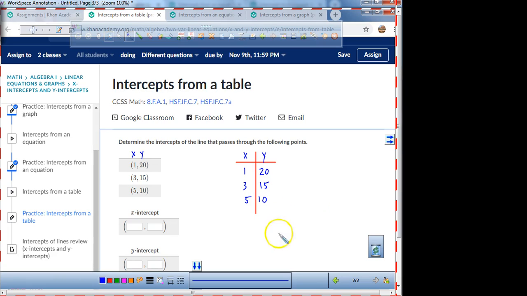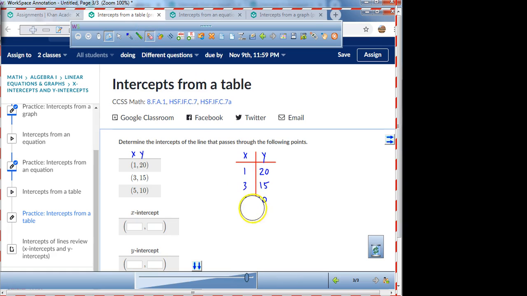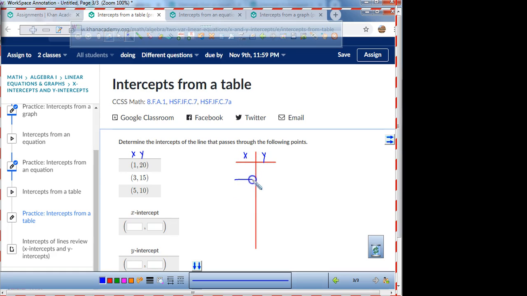Now, I'm going to make a little bit of space here, because what I want to do is make my x values equal to 0, and I want to make my y values equal to 0, okay? Let's try this again, because there's something you can do by hand, and then we're going to use the calculator if this doesn't make sense, okay?